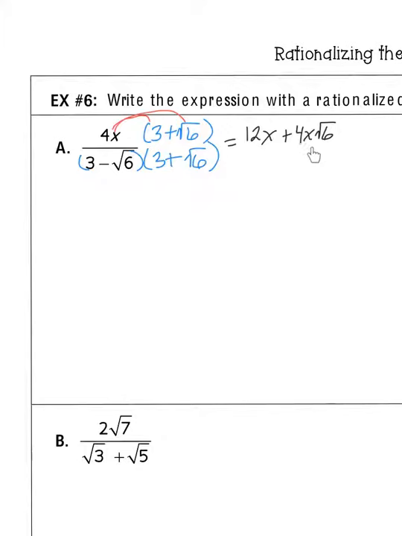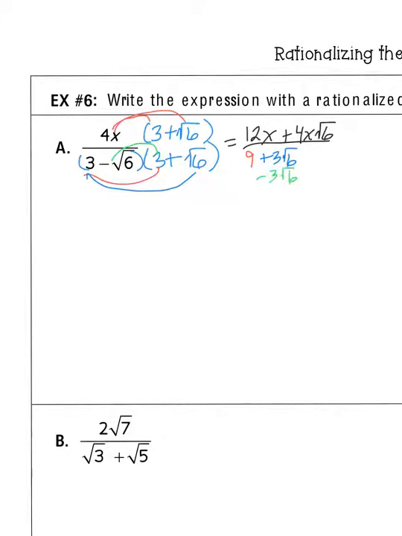These are not like terms. I know that these are both x's, but that has a radical 6 attached to it. That does not, so you cannot combine these. So we are over. And then I am going to do it the long way the first time, and I'm going to show you the shortcut. So 3 times 3 is 9. And then 3 times radical 6 is positive 3 radical 6. Then negative radical 6 times 3 is negative 3 radical 6.